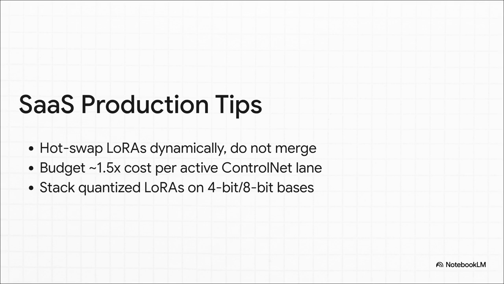Furthermore, if you happen to be running a SaaS or a large-scale pipeline, these next tips are absolute gold. Hot swap your LoRAs dynamically per request instead of baking them into the base model weights. Merging them might give you a tiny little speed boost, but it totally destroys your ability to scale the alpha at runtime, and it completely ruins multi-tenancy, which is your ability to serve multiple unique users efficiently. Next, remember that each ControlNet acts as an extra attention lane, so budget for about 1.5 times the inference compute cost per active ControlNet. And finally, leverage quantized LoRAs. You can neatly stack multiple LoRAs onto a 4-bit or 8-bit quantized base model, like a 4-bit Flux base, to dramatically save VRAM without blowing out your memory limits.